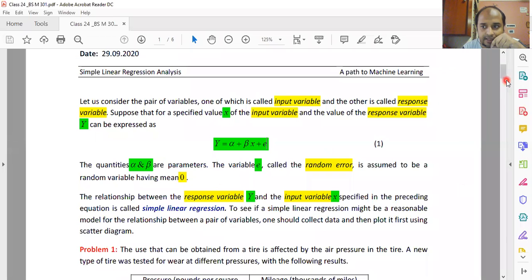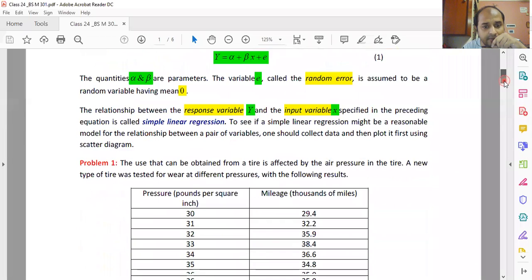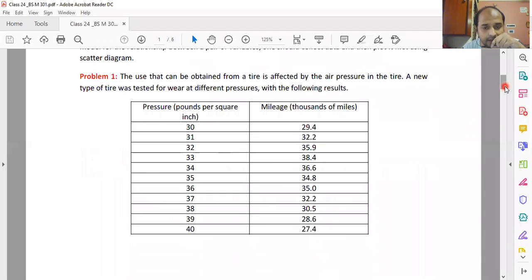Okay, so we shall try to understand this particular thing with the help of an example. Let us consider example 1, problem 1. What I have written above is actually irrelevant in this particular case. Let me read it for you. The wear that can be obtained from a tire is affected by the air pressure in the tire. A new type of tire was tested for wear at different pressures with the following results. Pressures of tires are given, mileage is given in some units.